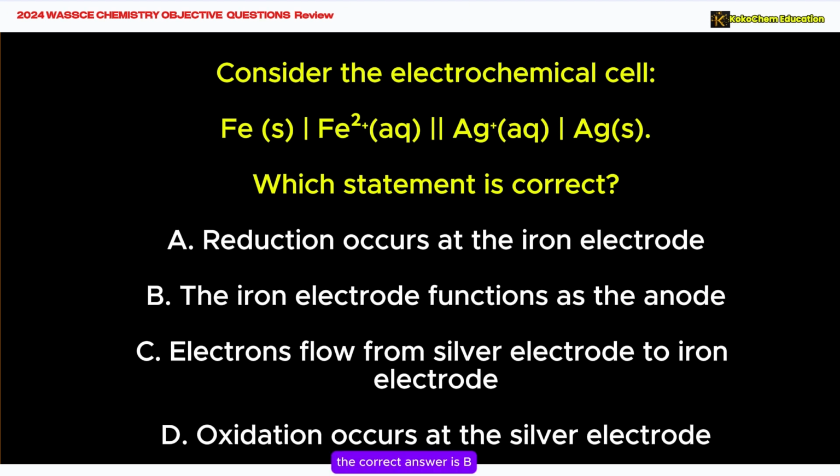The correct answer is B. Explanation. In a galvanic cell, the anode is where the oxidation happens. Iron is oxidized, so the iron electrode is the anode.